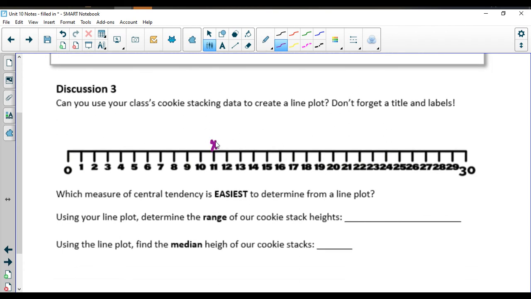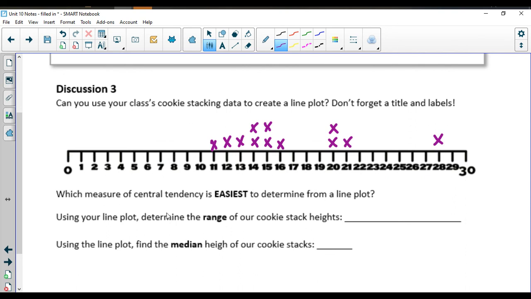We do have 1 for 11, 1 for 12, 1 for 13. We have 2 for 14, 2 for 15, 1 for 16, and then we come up here to 20, and there's 2 of those, a 21, and then also a 28.